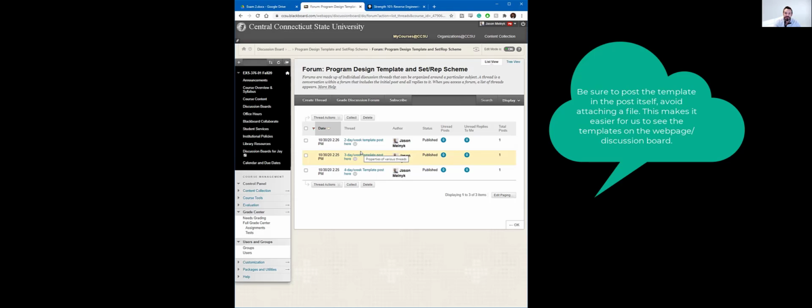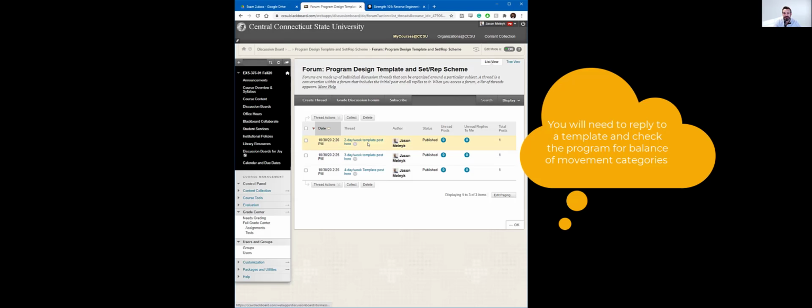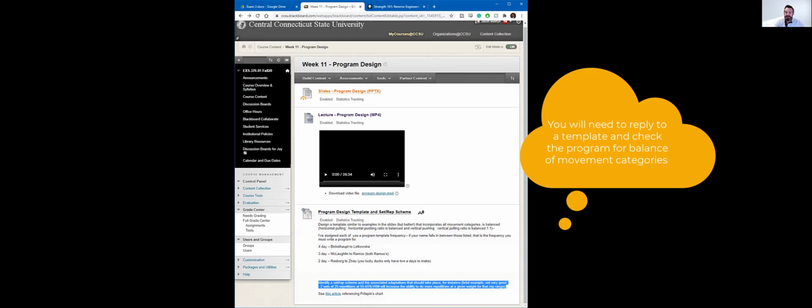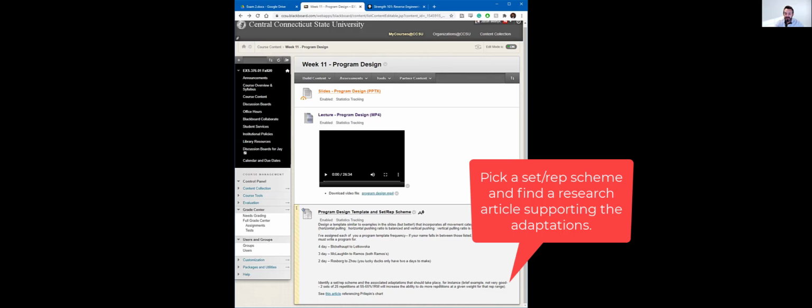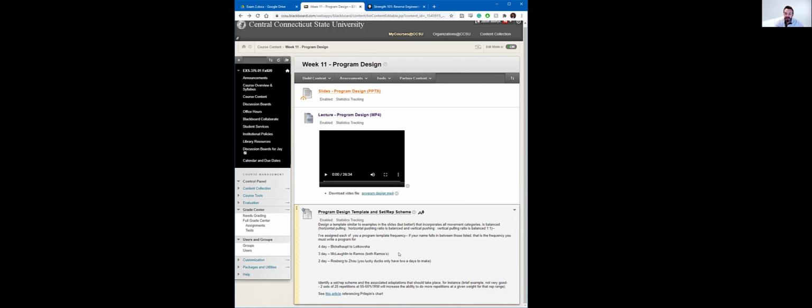As always, you're going to have to critique a frequency template. And also, you're going to identify a set and rep scheme. It's up to you which one you want to choose. I give a really terrible example of 2 sets of 25 reps at 55 to 65% 1 rep max, and the adaptation is going to be increased muscular endurance. So you'll be able to do more repetitions at a given weight for that rep range.